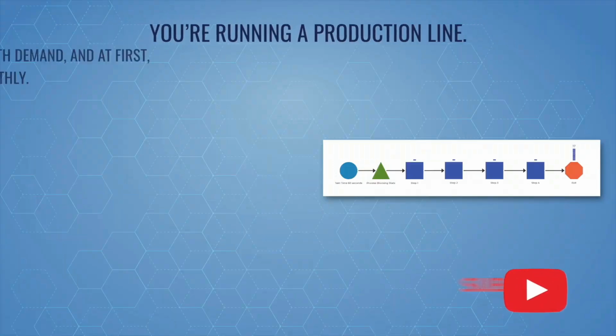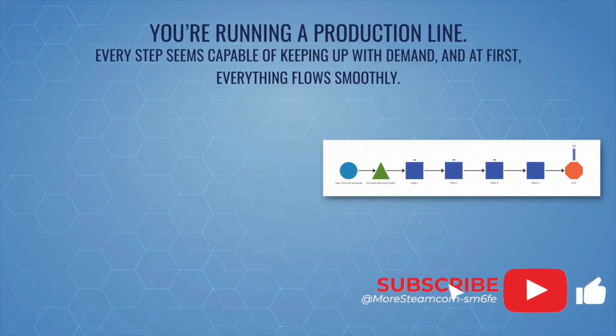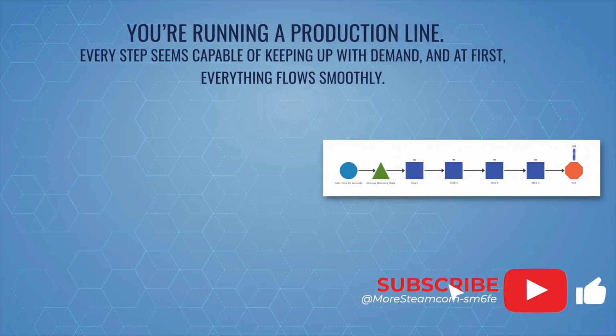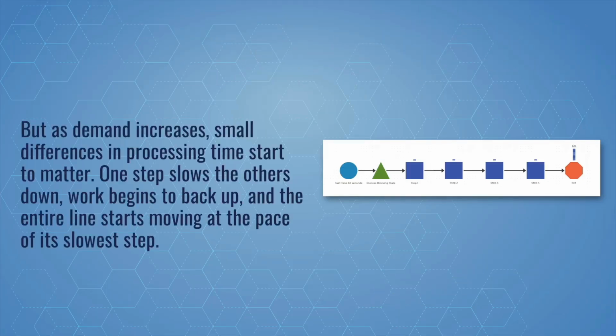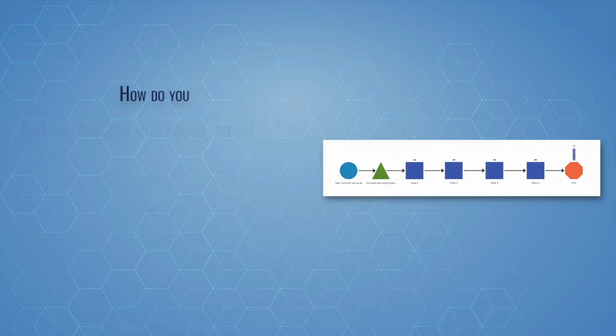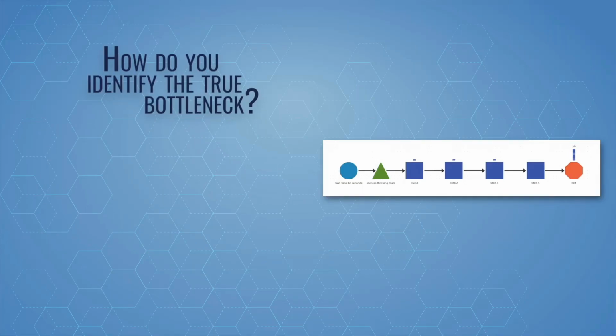You're running a production line. Every step seems capable of keeping up with demand, and at first, everything flows smoothly. But as demand increases, small differences in processing time start to matter. One step slows the others down, work begins to back up, and the entire line starts moving at the pace of its slowest step. How do you identify the true bottleneck?